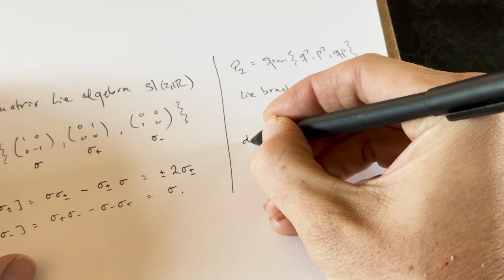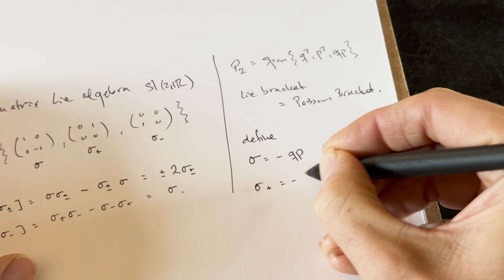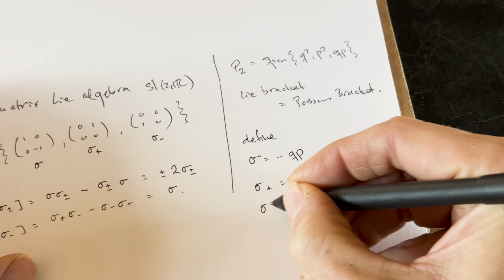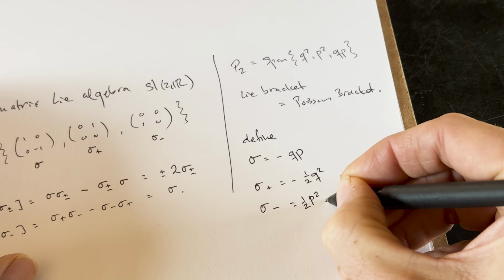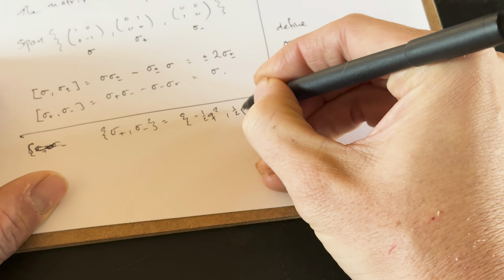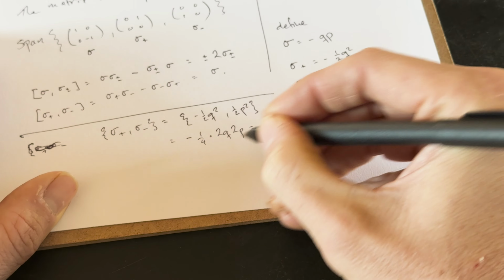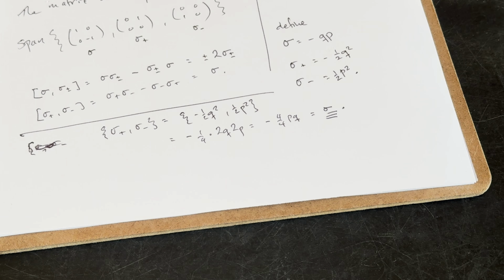To that end, define sigma now as minus QP, sigma plus as minus Q squared over 2, and sigma minus as P squared over 2. Now let's compute some Poisson brackets. The first of these, sigma plus with sigma minus, is easy enough. We pull out those factors of 1/2. We worry about our minus signs, we take our derivatives as appropriate, and lo and behold, we find sigma, that is minus QP.